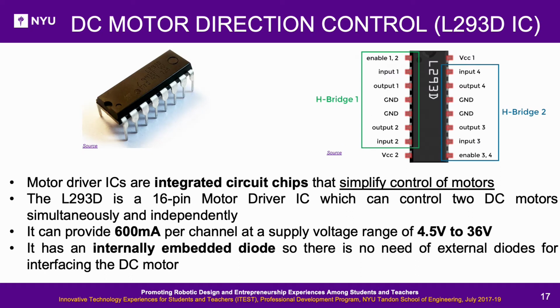L293D IC for DC motor direction control. Motor driver ICs are integrated circuit chips that simplify control of motors. The L293D is a 16-pin motor driver IC which can control 2 DC motors simultaneously and independently. It can provide 600 mA per channel at a supply voltage range of 4.5 volts to 36 volts. It has internally embedded diodes, so there is no need for external diodes for interfacing the DC motor. The IC consists of 2 bridge circuits inside, and its pin diagram is shown on the right.